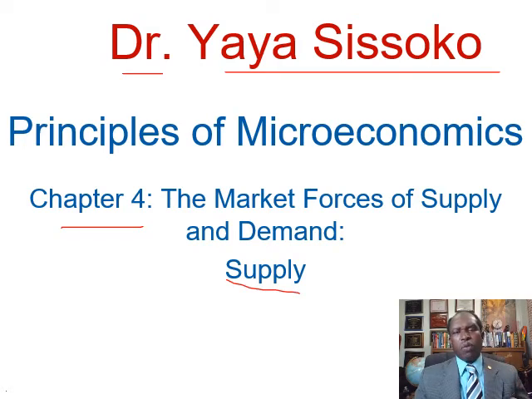Today we are going to talk about chapter 4, the supply. When we say supply, we are talking about the producer or seller side who is going to provide the product to the market.